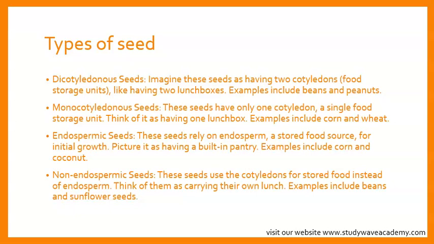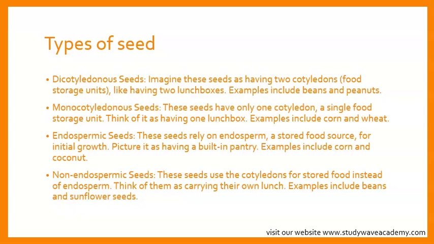And another type of seed we have is endospermic seeds. These seeds rely on endosperm, a stored food source, for initial growth. Picture it as having a built-in pantry. Examples include corn and coconut. Endospermic seeds. These seeds have a built-in pantry for food storage. Picture them as having snacks inside, okay? Examples are corn, coconut. Do you understand that? Good.